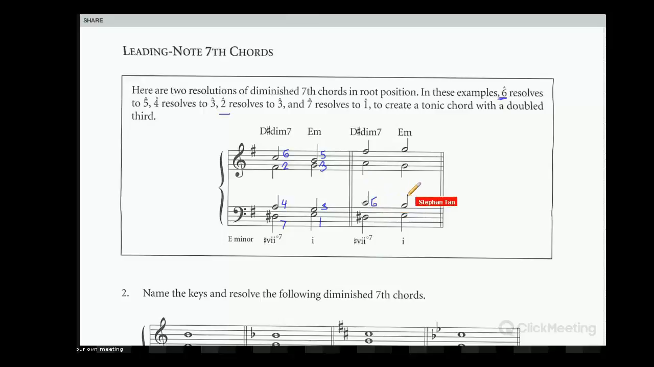6 to 5, 4 to 3, 2 to 3, and 7 to 1. So let's make a little chart. We're going to make a chart of the resolutions of the diminished seventh chord. So we'll call this chart.